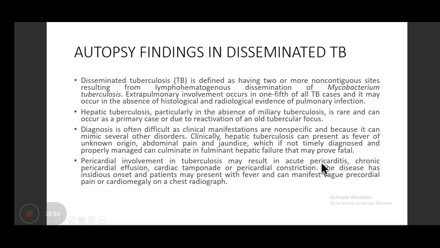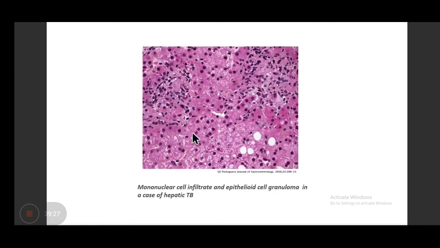Involvement in tuberculosis may result in acute pericarditis. In the heart, TB has the highest propensity to affect the pericardium, followed by myocardium, and lastly the aorta. So it affects mostly the pericardium and causes pericarditis. It can cause chronic pericardial effusion, cardiac tamponade, or pericardial constriction. The disease has insidious onset and patients may present with fever and vague precordial pain or cardiomegaly on a chest radiograph.